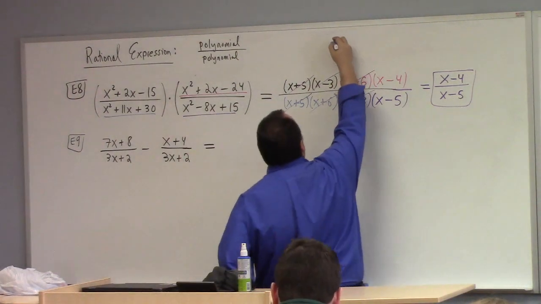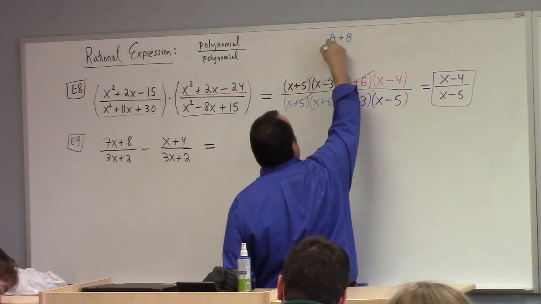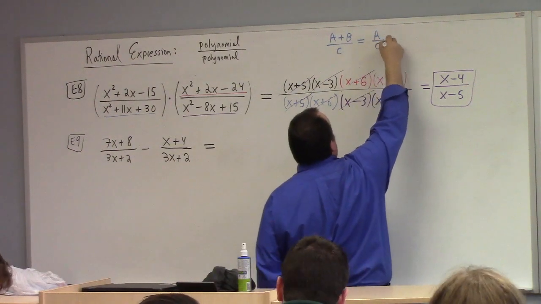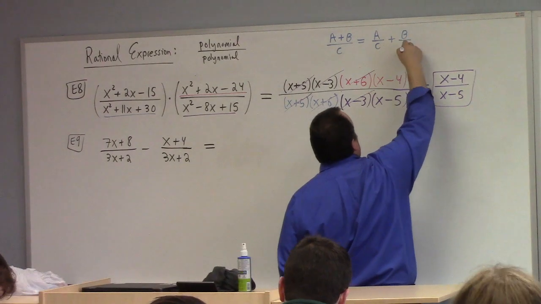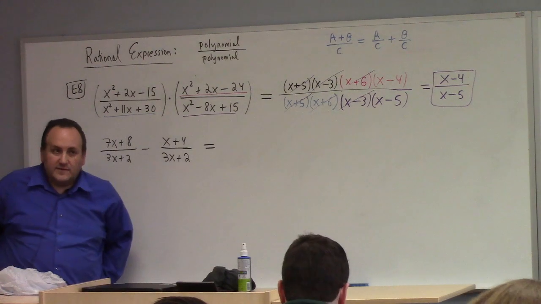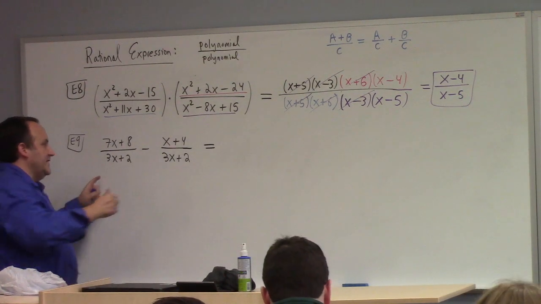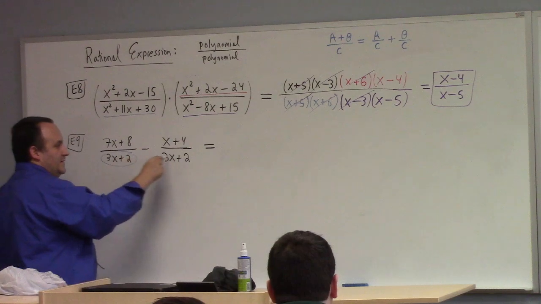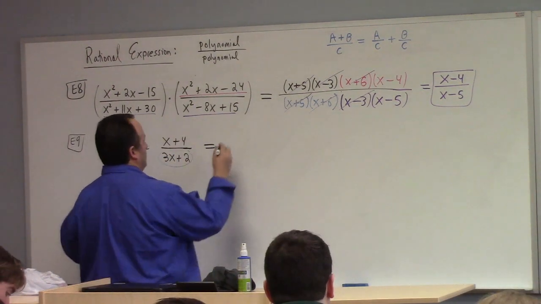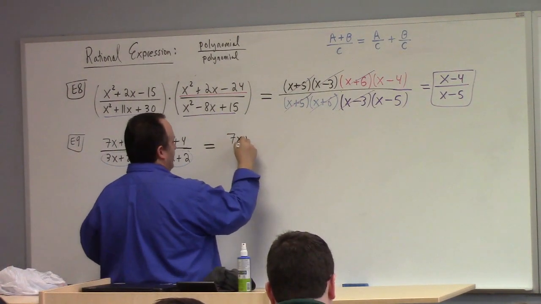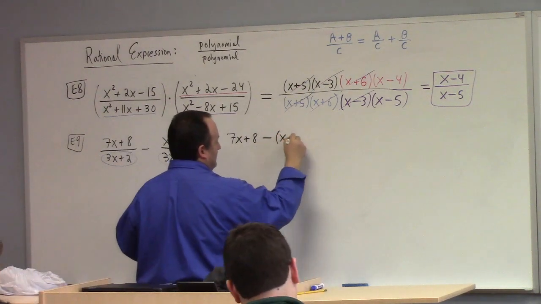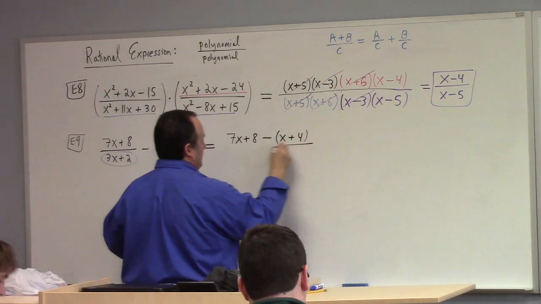Here's the deal. If you have a plus b over c, guess what? It's a over c plus b over c. But notice that in order to go one way or the other, we have to have what? Same denominator. And the nice thing about this problem is it happens to have the same denominator. So here we go. There's still opportunity for making a mistake here, right? Because we could forget to distribute the minus. So we have to distribute that minus.